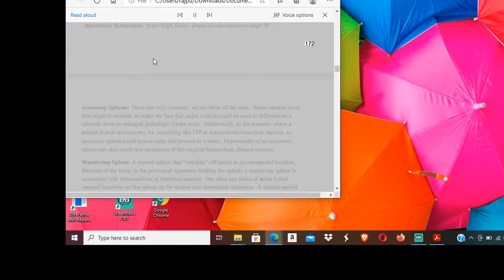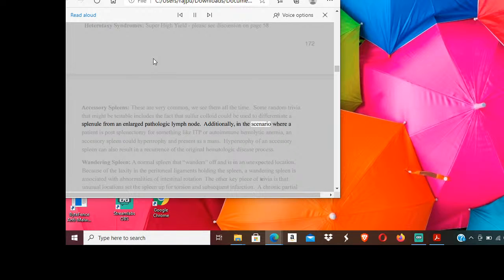Accessory spleens, these are very common, we see them all the time. Some random trivia that might be testable includes the fact that sulfur colloid could be used to differentiate a splenule from an enlarged pathologic lymph node.